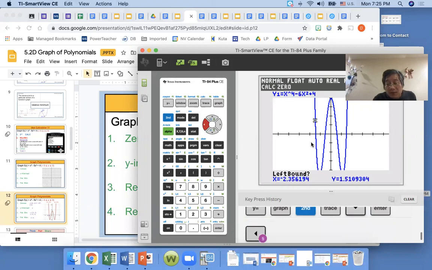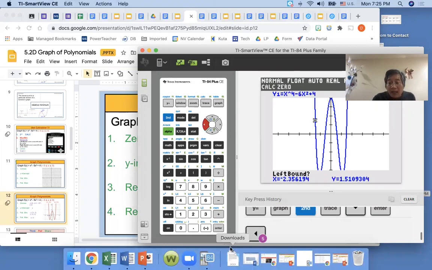If you move, this is 0. This is the left side. You go to the left, and you go this way to the right side. So from here, you set the left bound. This cursor must be on the left side of this 0.